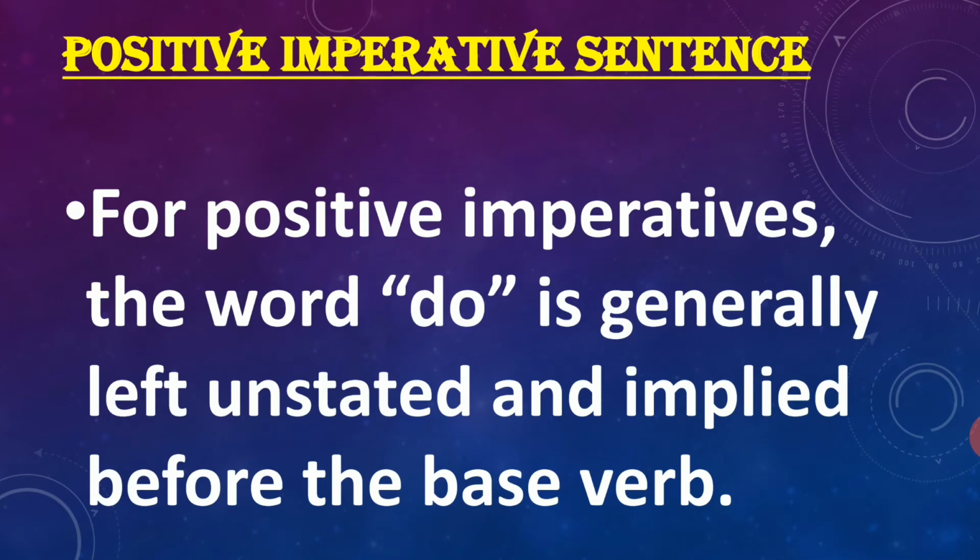So there are two types of imperative sentence. One is a positive imperative sentence and another one is a negative imperative sentence. For positive imperatives, the word do is generally left unstated and implied before the base verb. In the examples, we will come to know how we can identify a positive imperative sentence.